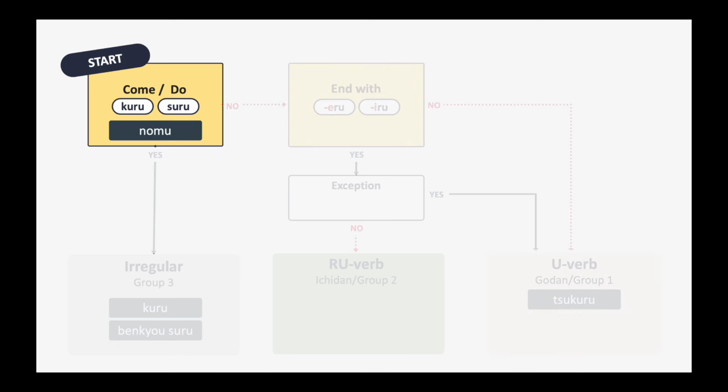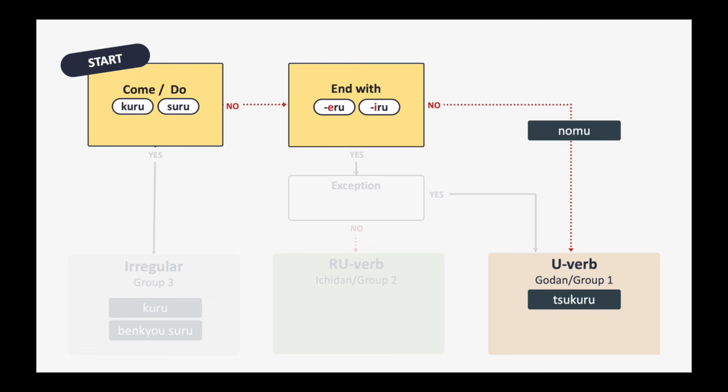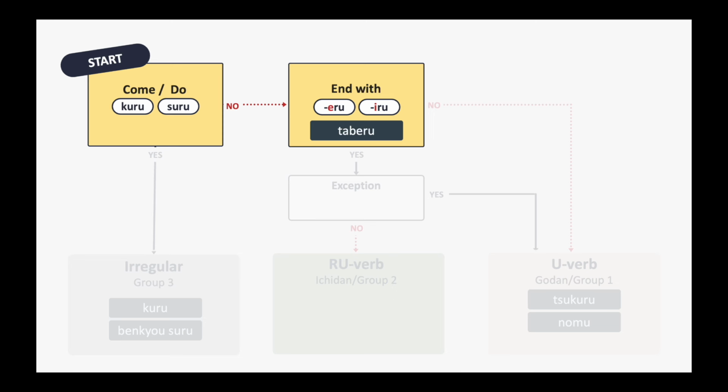How about nomu, to drink? Nomu is not an irregular verb, and it doesn't end with eru or iru, so nomu is u verb. How about taberu, to eat? Taberu is not an irregular verb, and taberu ends with eru. When the verb ends with eru or iru, it's usually ru verb, but there are some exceptions. So we check if taberu is one of those exceptions.